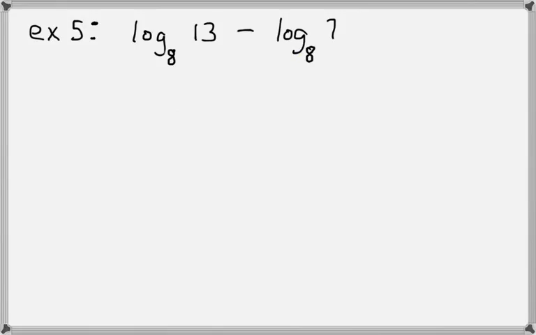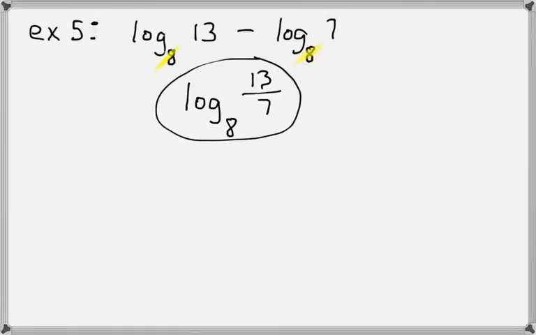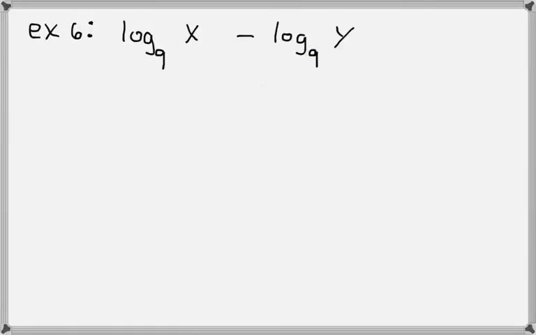In example 5, we have a log base 8 of 13 minus a log base 8 of 7. So check to see if our bases are the same. In this case, they are both 8s. So we can condense this or simplify this using the quotient property. So we would have log base 8 of the first one, the 13, over the 7. And this would be our final answer.